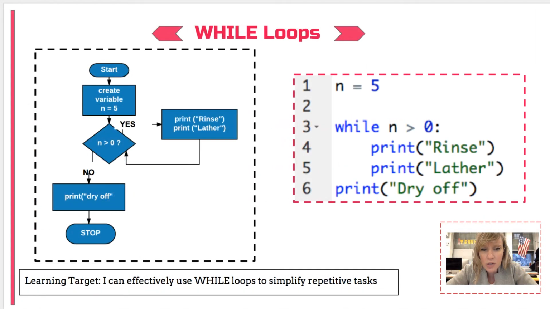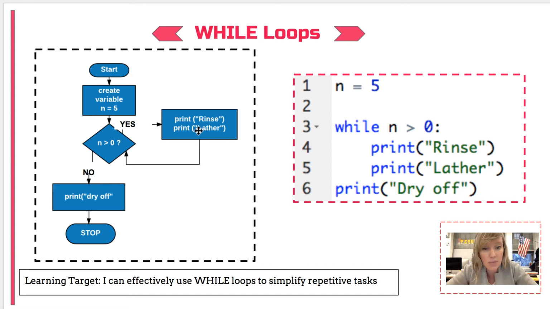Okay, let's look at the flowchart to see what's happening with this while loop. The first line that's executed is the creation of a variable called n and setting it equal to a value of 5. Then as it goes through the process block, it says, is n greater than 0? Well, n's 5, so it is greater than 0.